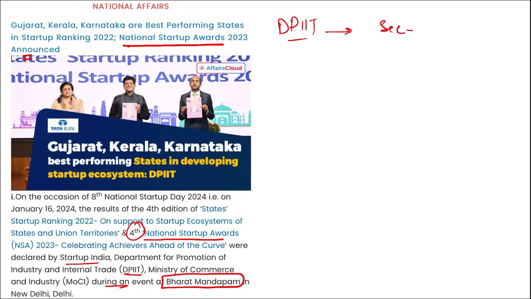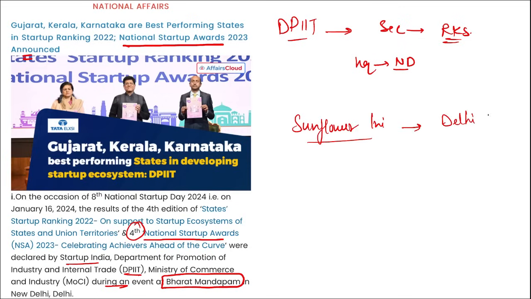If we talk about DPIIT, who is the secretary here? Rajesh Kumar Singh. Where is the headquarter of DPIIT? It is in New Delhi. Next thing, if I ask you, tell me recently, Sunflower Initiative. Sunflower Initiative, this was launched by which airport? It was launched by Delhi Airport.